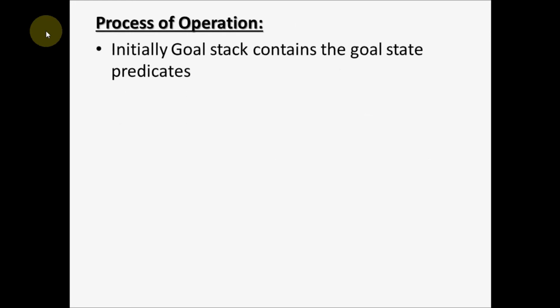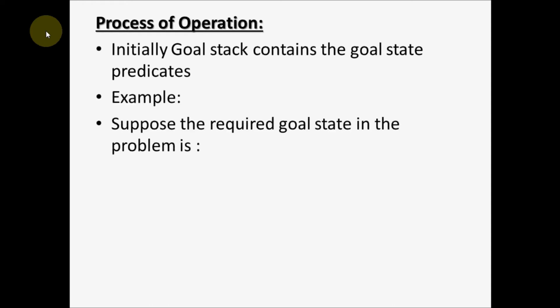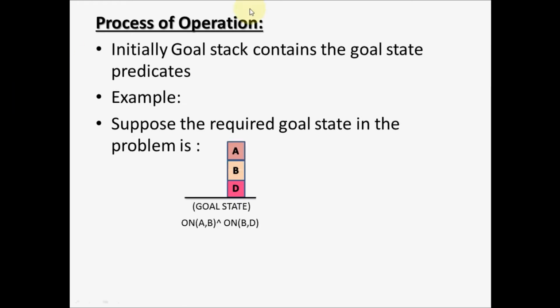Initially, goal stack contains the goal state predicates. For example, suppose we are taking the example of a block world problem. Suppose the required goal state in the problem is this. There are three blocks, and the required goal state is such that block A should be present on block B, and block B in turn should be present on block D. Suppose this is the goal state that is required.